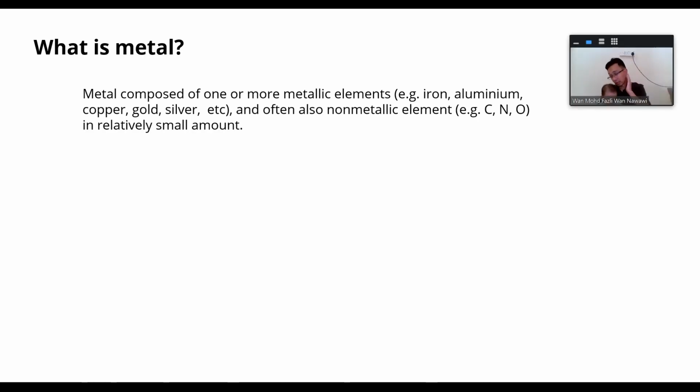Metal is a substance composed of one or more metallic elements. For example, iron, aluminium, copper, gold, silver, etc. And often also combined with non-metallic elements, for example carbon, nitrogen, oxygen, in relatively small amounts. Okay, so this is the generic definition of metal. When you combine different metallic elements together, there is a specific term for that.